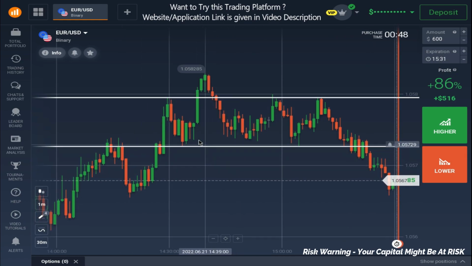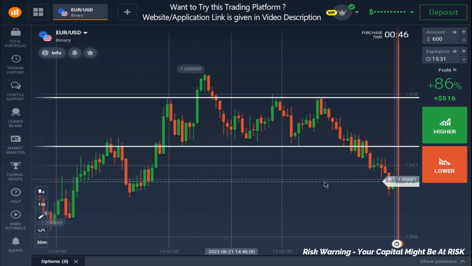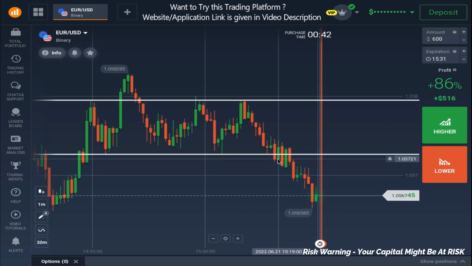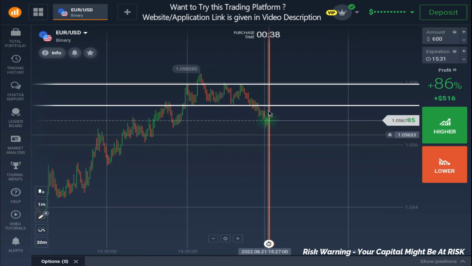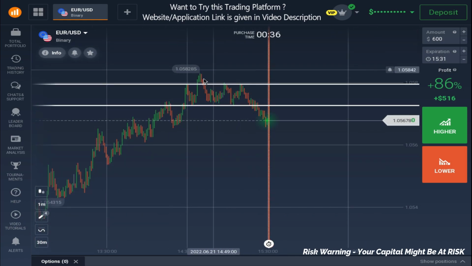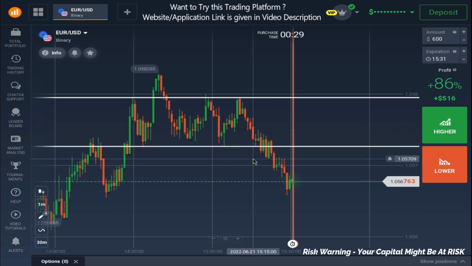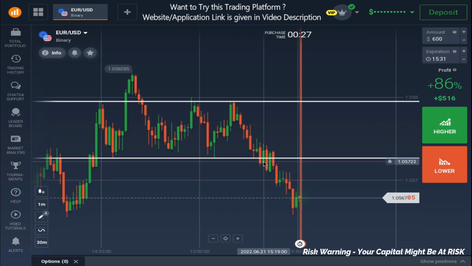The second one is, as this was the higher low swing, the market broke this higher low swing here, which means that the price action is changing and you can put your trade. The third thing, you can see the momentum was almost dead and the market failed to create a higher high, which means that the momentum is changing and we should be looking for a reversal sign.